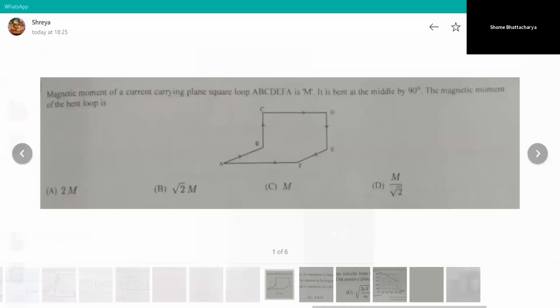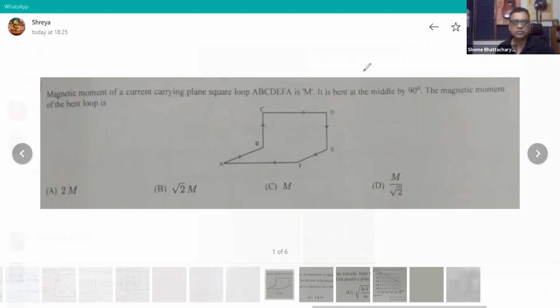Yeah, so let's look at this question next. In this, we have to find the magnetic moment of the current carrying square loop, which has been folded by 90 degrees. So Shreya, in this type of question, you can use superposition. Suppose we have an imaginary current I here, and another imaginary current I like this. The two cancel each other, so the effective current in this branch is zero.